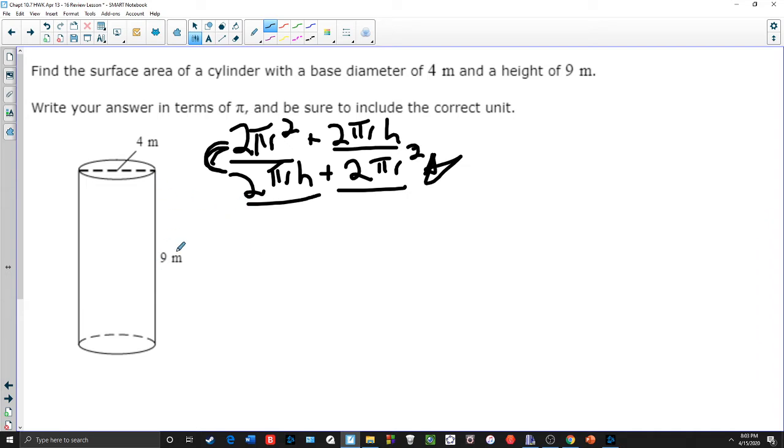So let's write this down here. My 9 is my h. Your height is always the line that connects your two circles. So if you look at a cylinder, find one circle, find the other circle, whatever line connects the two, that's your height.